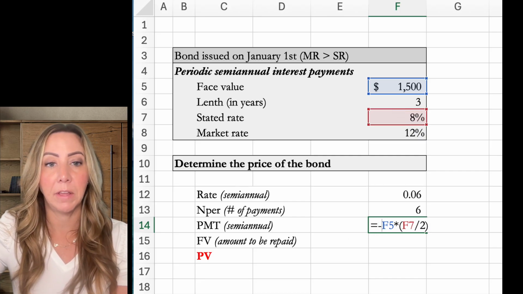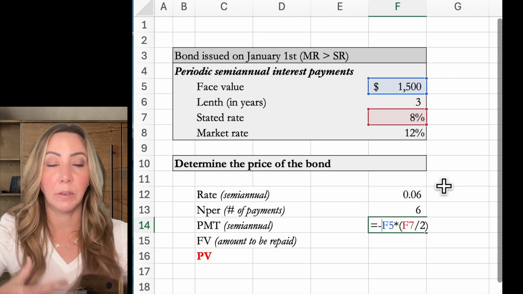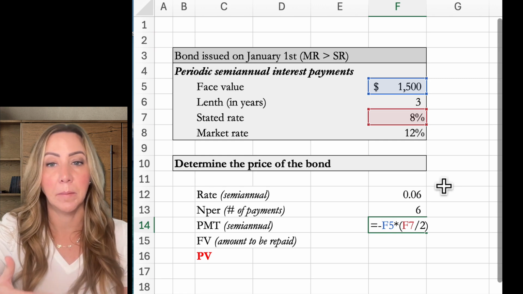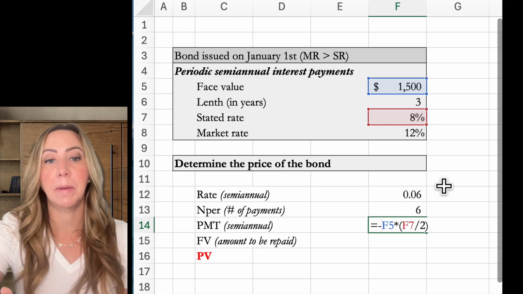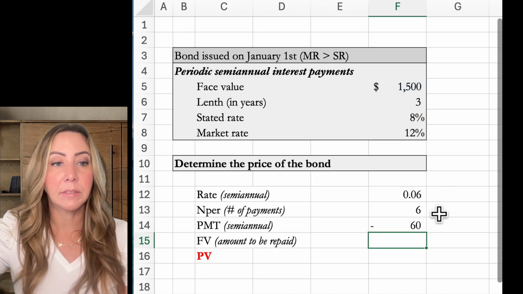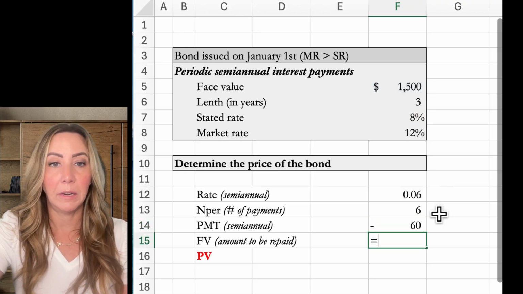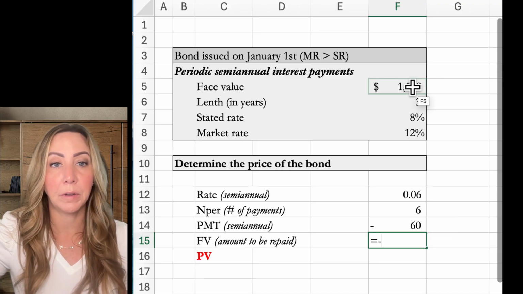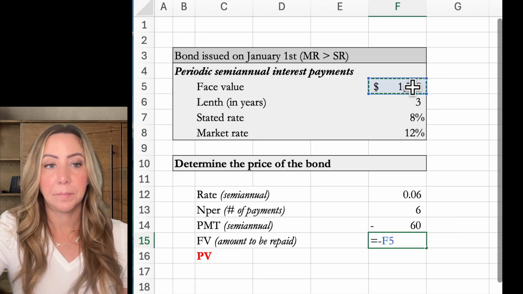I'm going to put a negative sign in front of that because it'll make my present value calculation positive. I'll use negatives anytime I'm putting in a number that represents a payment I'm making. So that is a negative 60, and then I'm also going to put in a negative 1,500 for the future value. That's what I have to repay in the future.